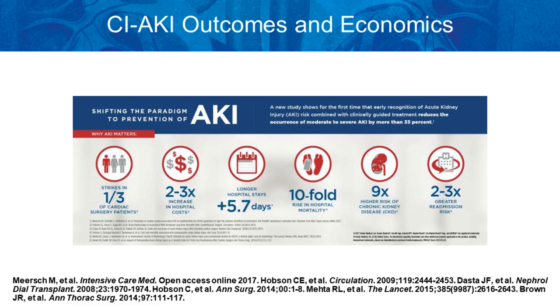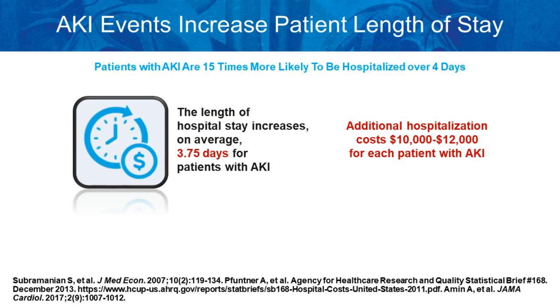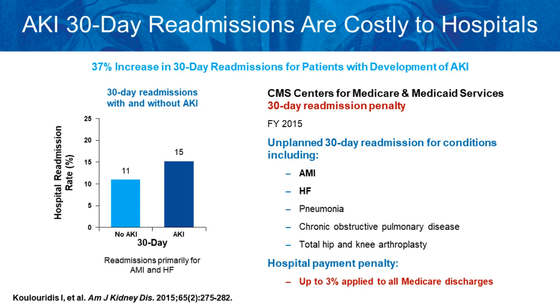Let's now turn to the last piece of our discussion, which is the impact of acute kidney injury on patient outcomes and economics. It is large, and this is why this is a problem we really need to focus on. Patients with AKI are 15 times more likely to be hospitalized over a 4-day period, i.e., the cost of these admissions is significantly higher.